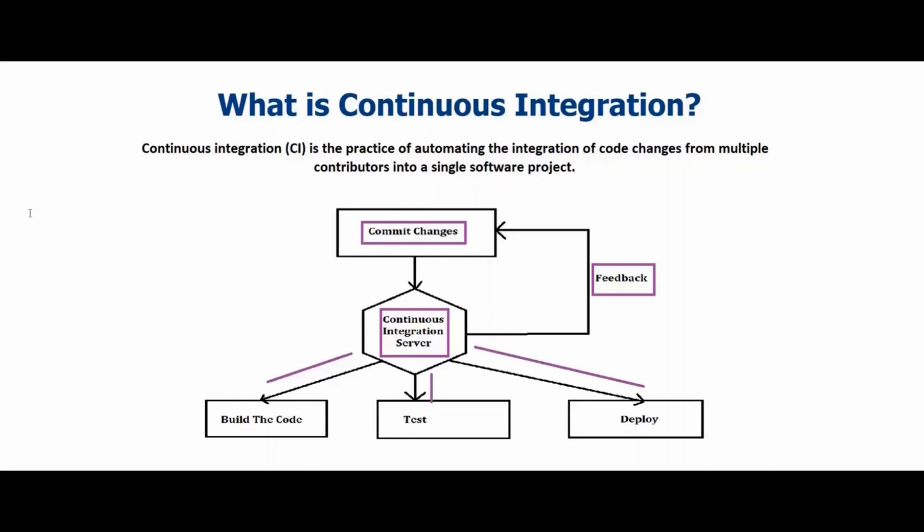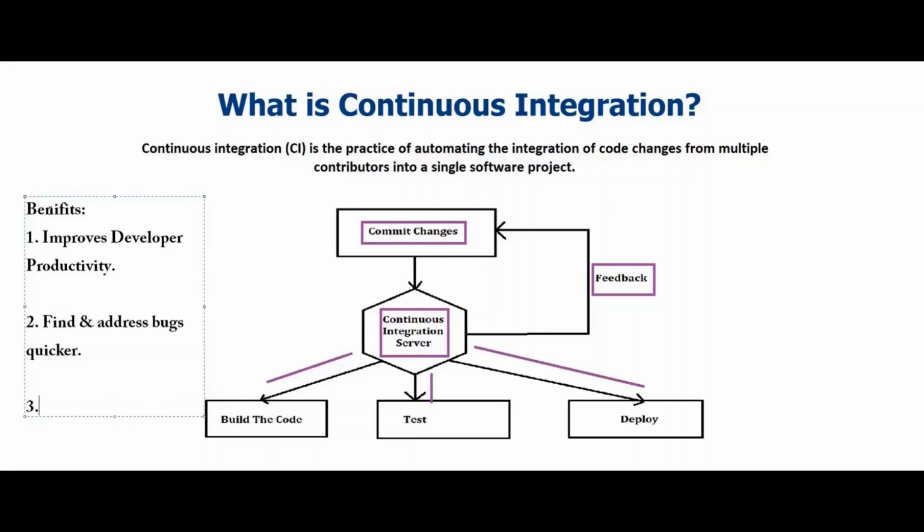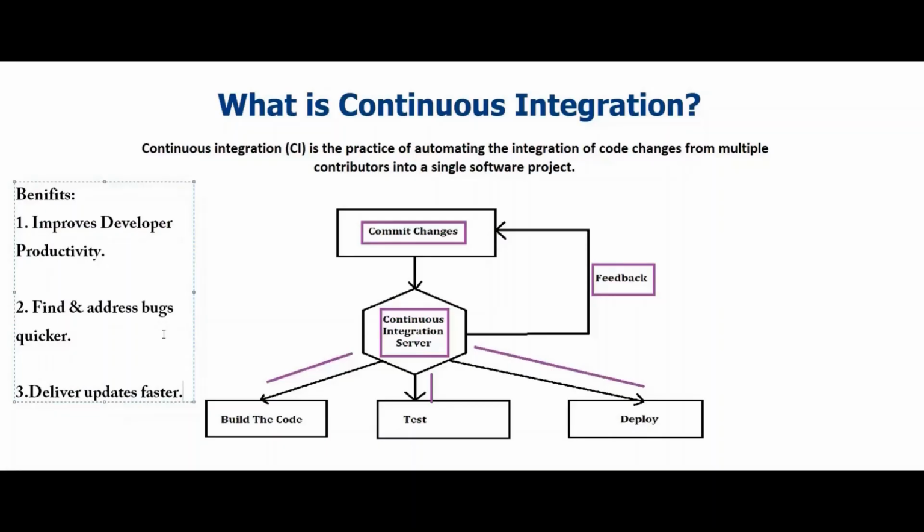Now, what are the benefits of continuous integration? So the benefits of continuous integration are: number 1, improves developer productivity. Number 2, it helps to find and address bugs quicker. And the third is it delivers updates faster. So these are the benefits of continuous integration.